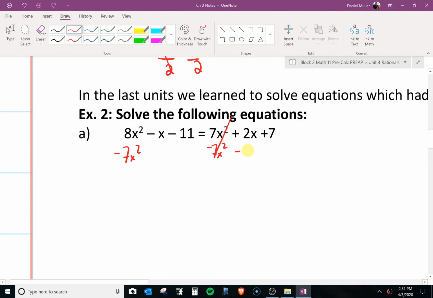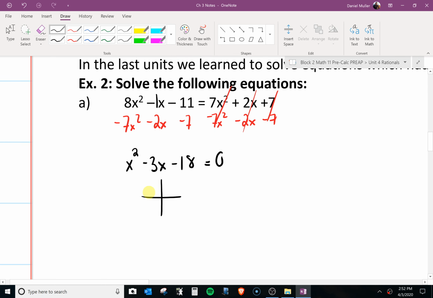Because I want to bring everything over, I might as well minus the 2x right now as well, and I'll minus the 7 to go with that. So 8 minus 7 is going to be 1, so we have just an x squared. And then we have a negative 1x and a negative 2x, which is a negative 3x. And negative 11 and negative 7 is going to be negative 18 is equal to, well, we've removed everything, so 0.